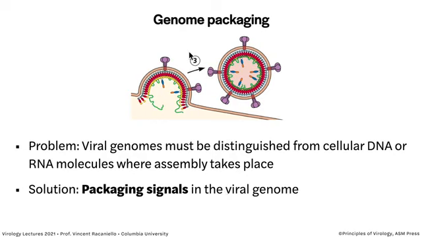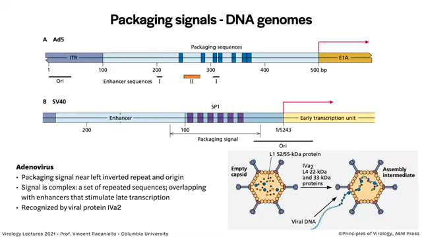All right, so the process is genome packaging. It's directed by signals in the genome. They're not protein signals. They're nucleic acid signals, of course, because they're in the viral genome. So let's take a look at some DNA and RNA packaging signals. Here we have two DNA viruses, adenovirus and SV40. Look at adeno on the top.